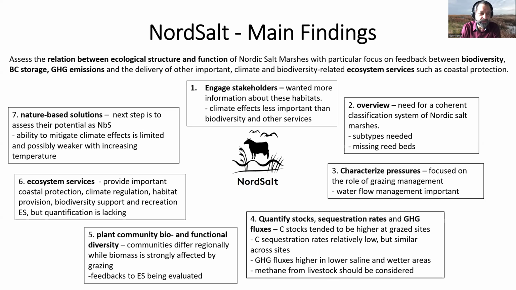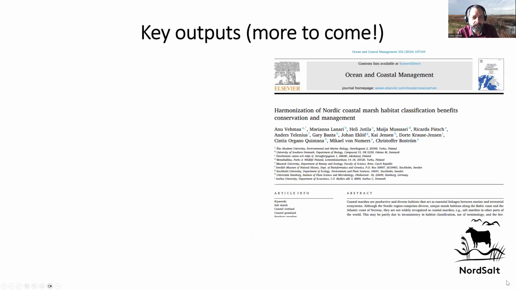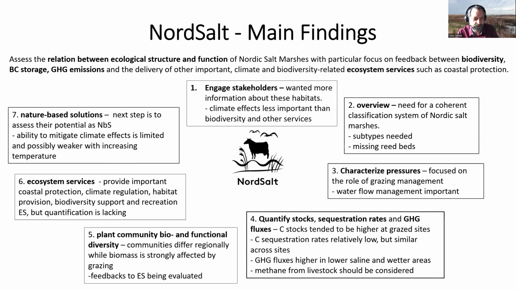Moving on to ecosystem services in general, we know that these habitats provide important ecosystem services for coastal protection and to some extent climate regulation, habitat provision, biodiversity support, and recreation. But quantification is a difficult task, so we're continuing to work together with my postdoc Mariana Leonare on how to quantify those things. And finally, we're on the cusp of seeing how we might make recommendations to manipulate these habitats in a nature-based solution context.